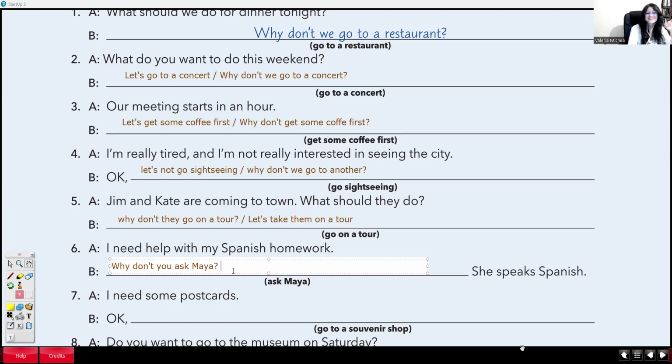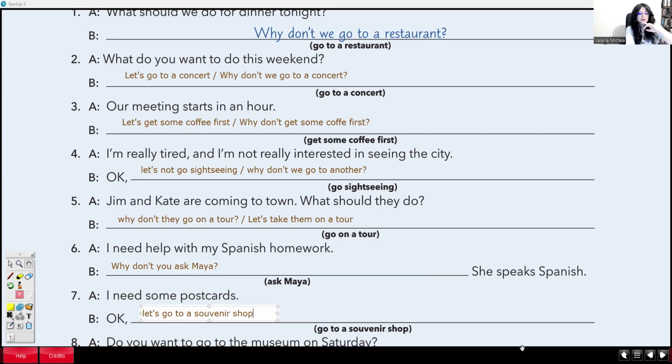Okay. All right, then we have 7. I need some postcards. What's the suggestion? Let's go to a souvenir shop. There you go. Yes, let's go to a souvenir shop.